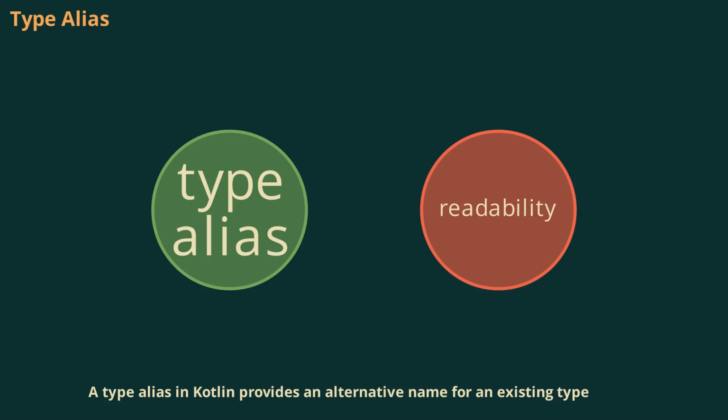A type alias in Kotlin provides an alternative name for an existing type, making your code more readable and expressive. It doesn't create a new type, but allows you to refer to complex types with simpler names. Type aliases are especially useful when dealing with collections or data models, helping you write cleaner and more maintainable code.